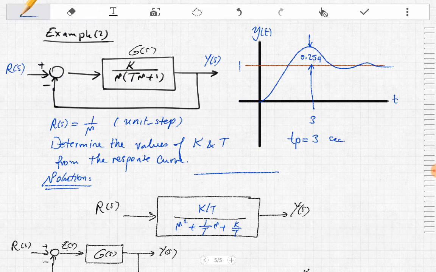What is 0.254? The overshoot. It's a difference, and then you divide it by 1, so this is the overshoot. Because overshoot is equal to y max minus y steady state. So y max, this is 0.254 given to me, divided by the steady state, which is 1, gives the same. So the overshoot is equal to what? From the response, I got this information.